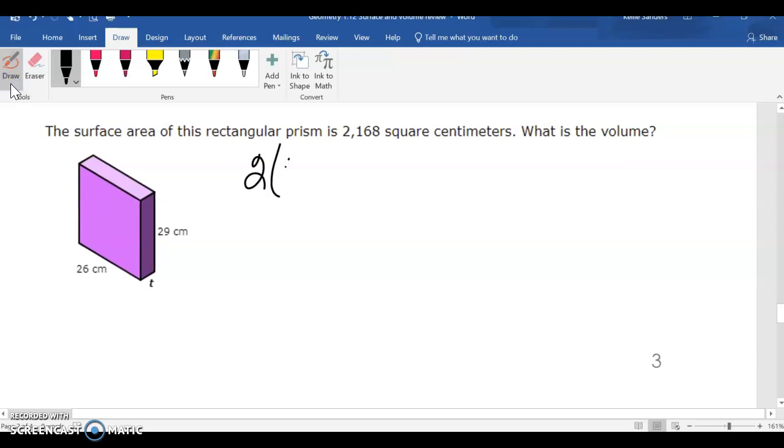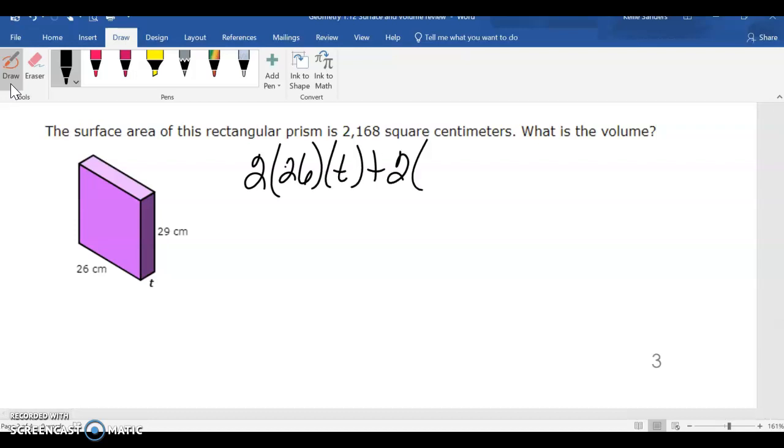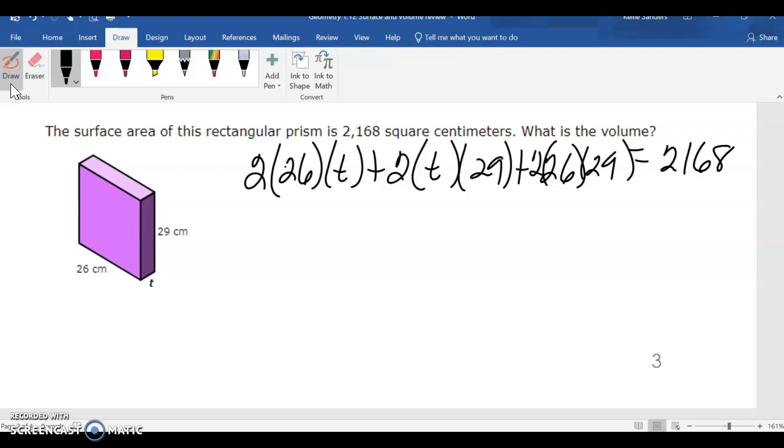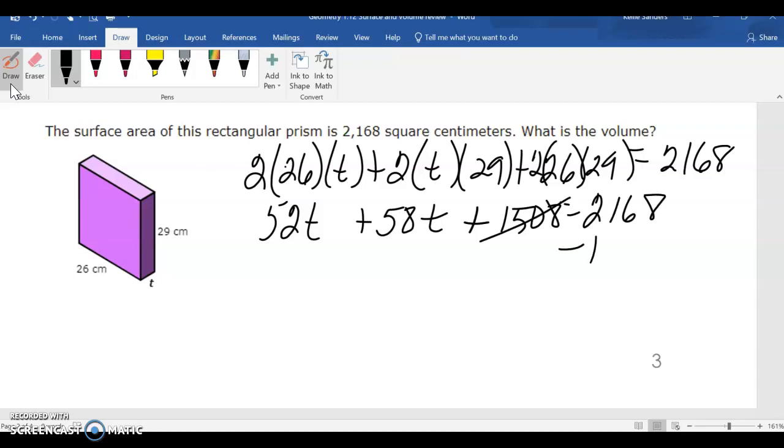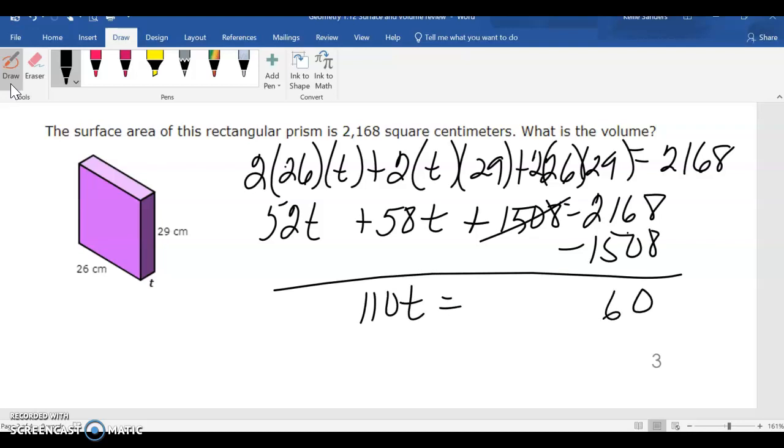So it'll be 2 times 26 times t plus 2 times t times 29 plus 26 times 29, and then there's 2 of them, and then we would have got 2168. 52t plus 58t, and 26 times 29 times 2 is 1508. That equals 2168. Subtract, and add up these like terms, which will be 110t equals 660. Divided by 110, t is 6.